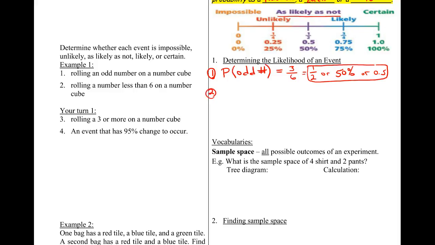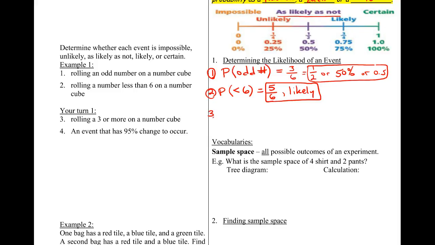Okay, 2, rolling a number less than 6 on a number cube. So the probability of something less than 6. Well, there are 5 numbers that are less than 6. Okay, and I can call this likely. First one would have been as likely as not because it's a 50% chance of happening. Pause here and try your turn 1.